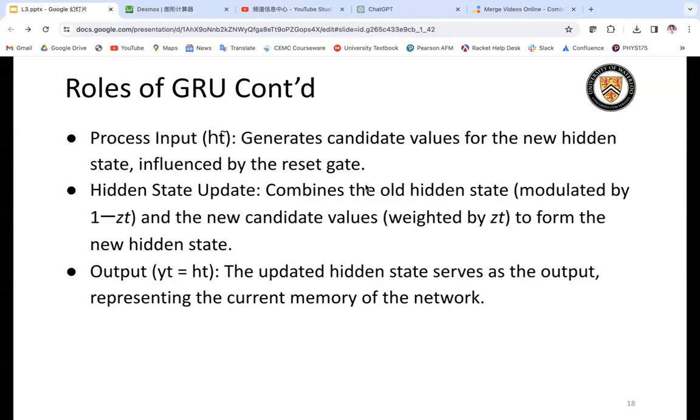The process input gate generates candidate values for the new hidden state, influenced by the reset gate. Hidden state update combines the old hidden state, which is modulated by 1 minus ZT, and the new candidate values weighted by ZT to form the new hidden state. And finally, output YT equals HT. The updated hidden state serves as the output, representing the current memory of the network.